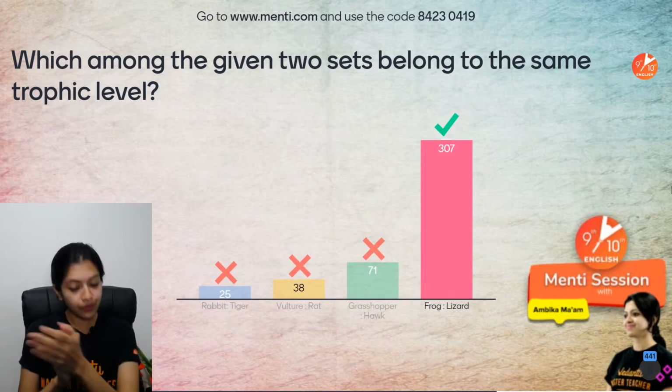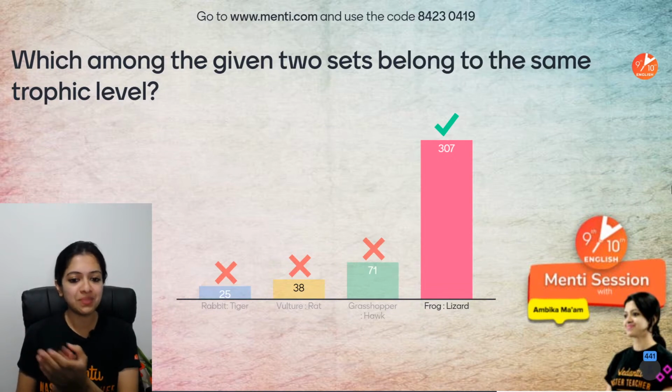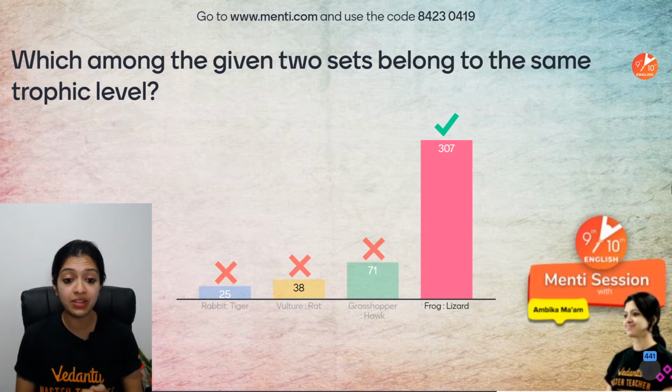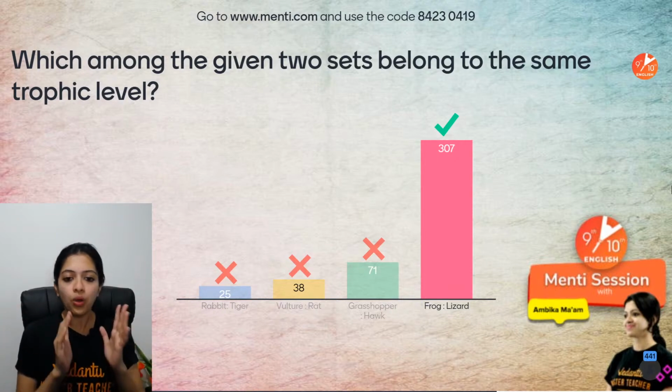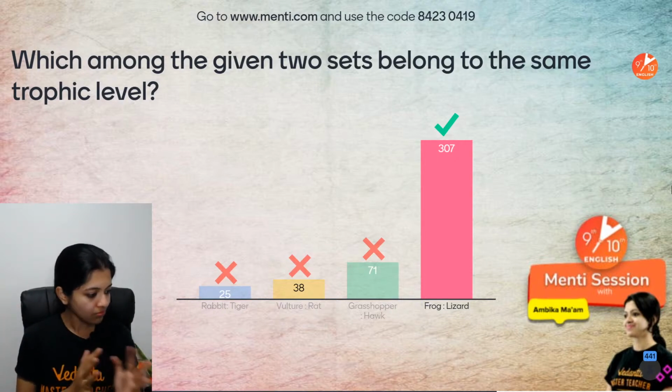Okay, good job. Frog, lizard would very much be the answer, belonging to the same trophic level. Rabbit and tiger definitely cannot belong to the same trophic level. Whatever the food chain may be, whatever.